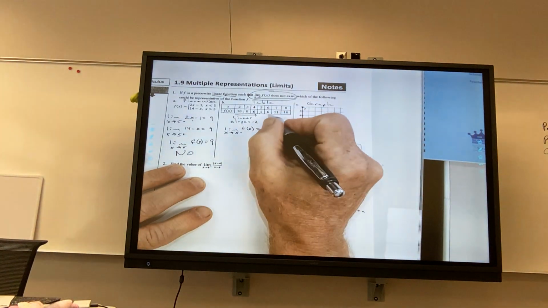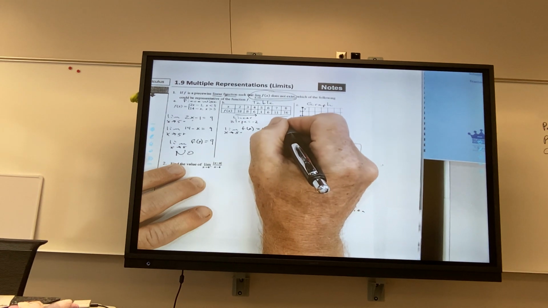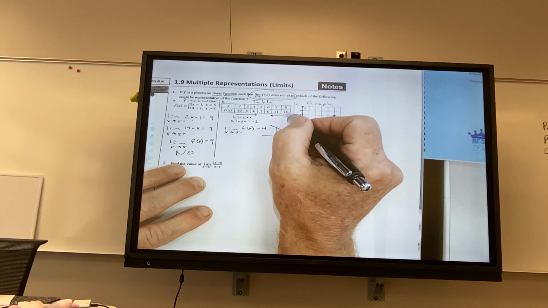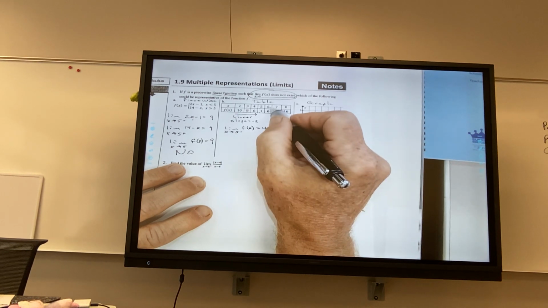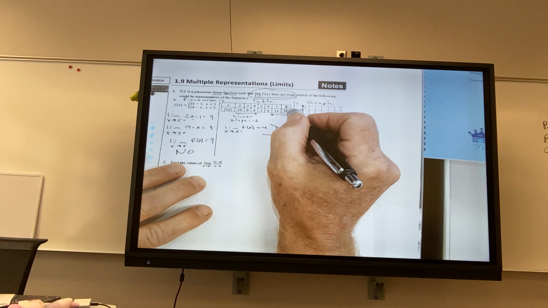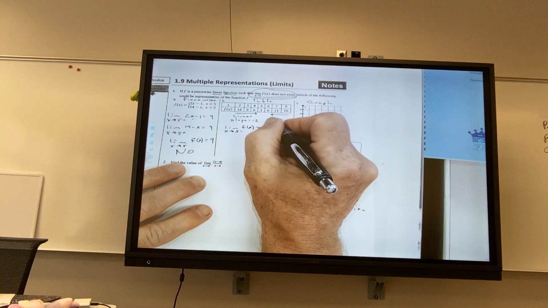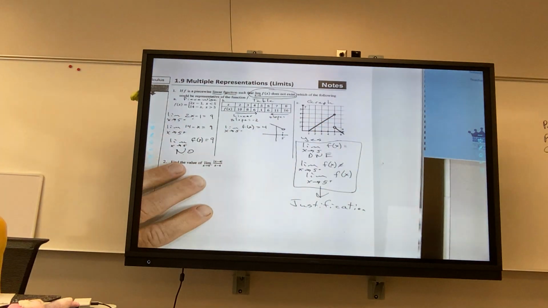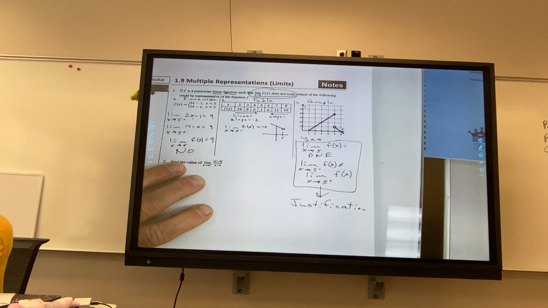Now, let's take a look at the right. 8, 16, well, it goes 6, 6, 7, 11, 8, 16. That also has a slope. What is its slope? 5.